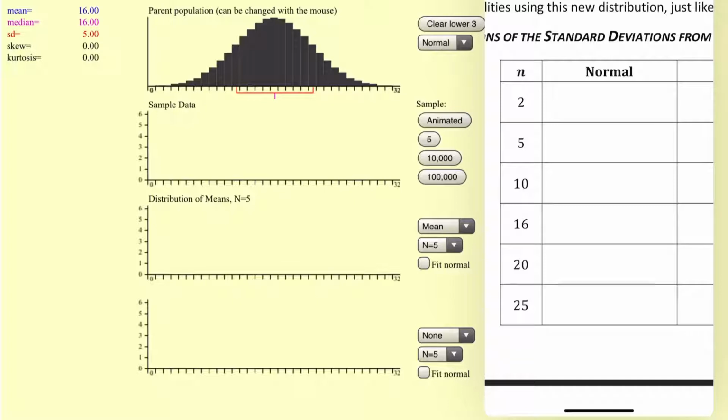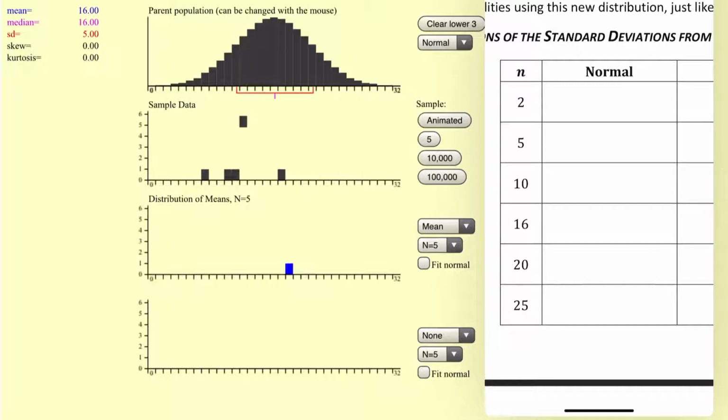I'm going to tap this animated button, and it will drop down from my population 5 randomly selected values, and that's my sample data. Those 5 data values got averaged, and then I graphed the mean. So that one blue box is the mean of those 5 data values. I can do it again.